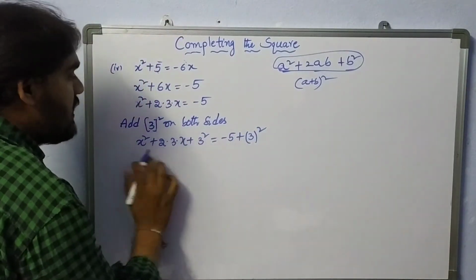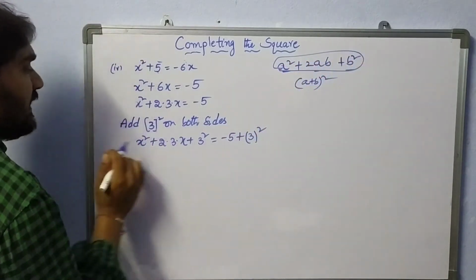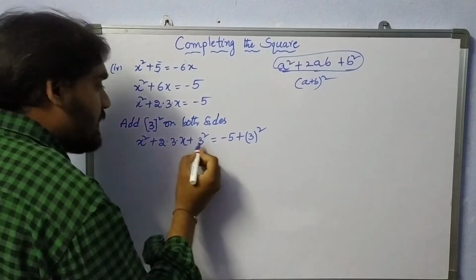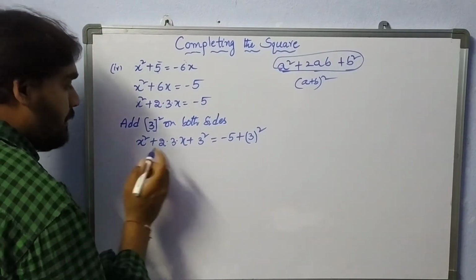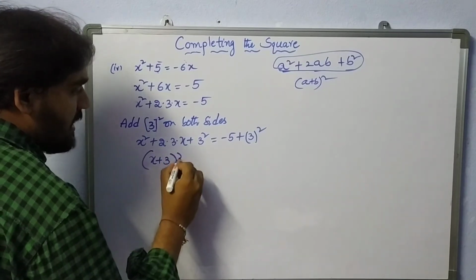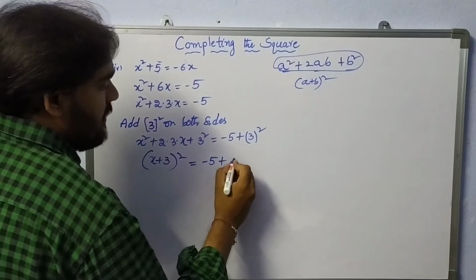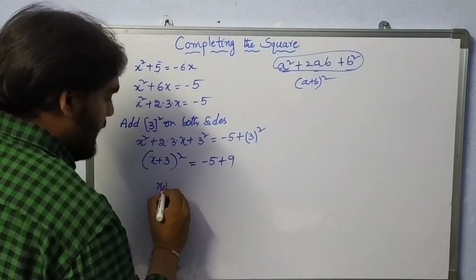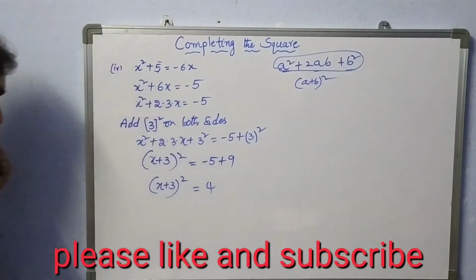Now it is in the form of a square plus 2ab plus b square. See here, a is nothing but x, b is nothing but 3. Now this entire expression will be in the form of x plus 3 whole square is equal to minus 5 plus 3 square, that is 9. Now x plus 3 whole square is equal to 4 we will get.